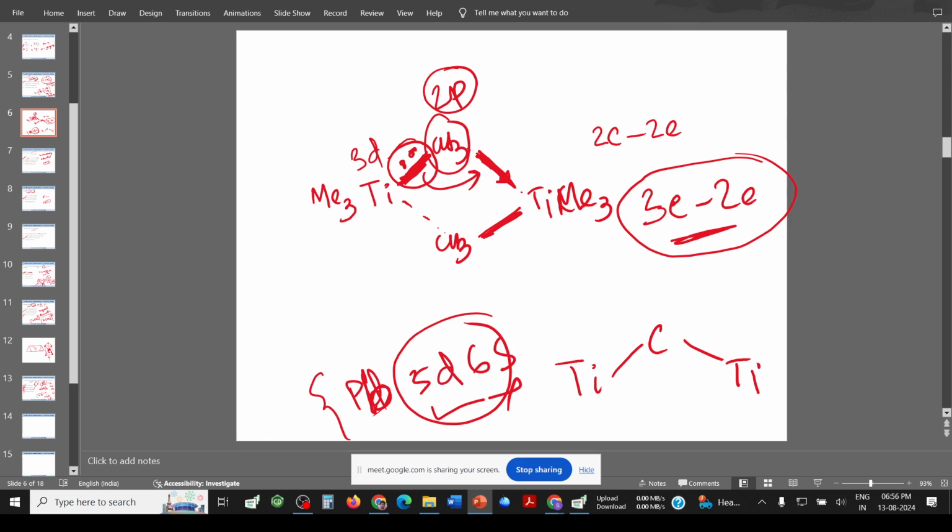The main thing is that 3-center 2-electron bond formation is possible in titanium tetramethyl complexes, which is not possible for heavier congeners like lead, because of the large energy difference between the two orbitals. That's why it gets stabilized. You got the point, right? Yes, sir. Any other doubt? Any doubt regarding this?